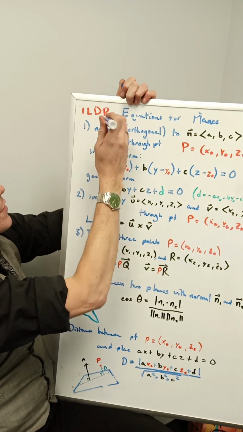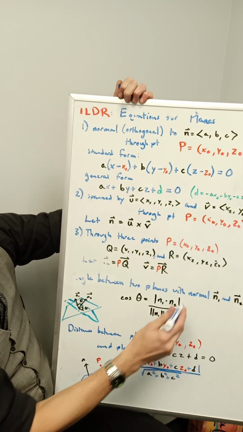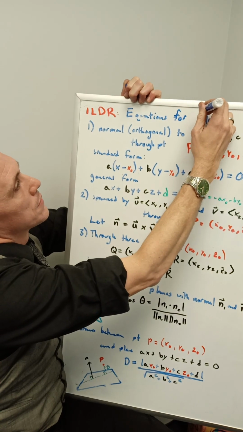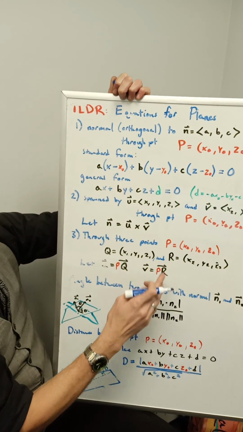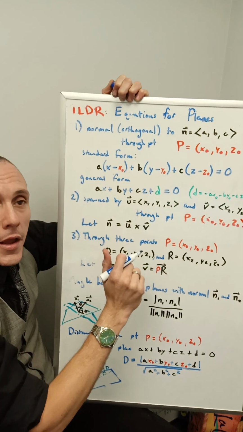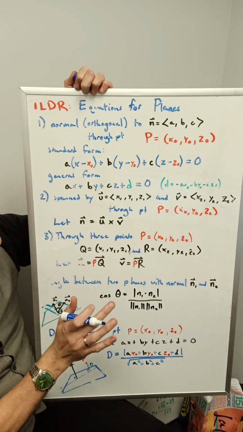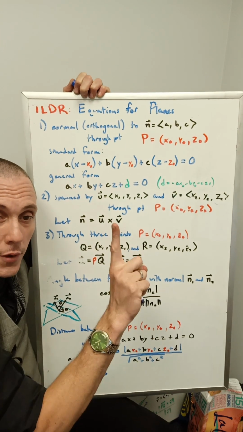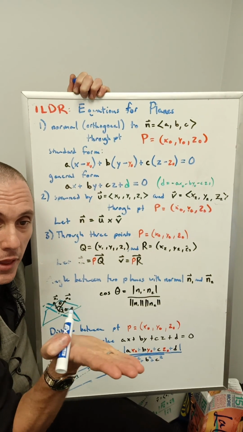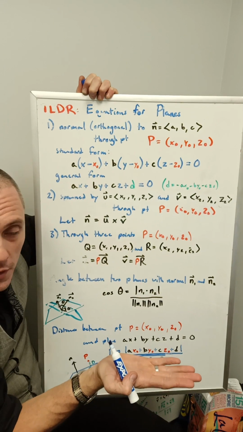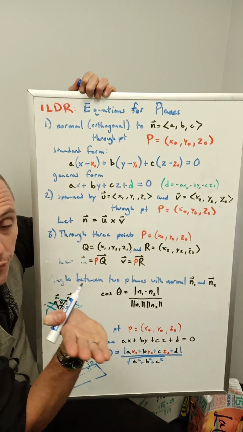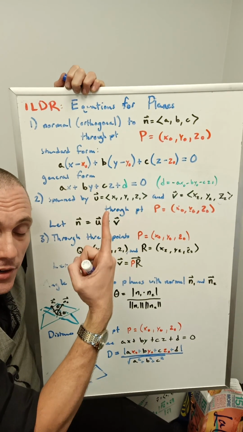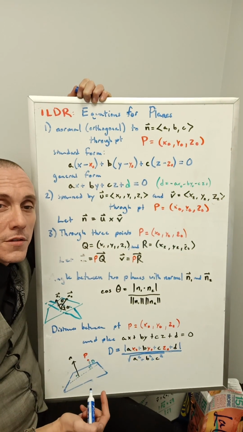The normal vector. We're talking about equations now for planes instead of lines. And the normal vector to a plane is the vector that points straight out from it, right? If you pick a direction and a point, then there is a plane through that point, containing that point, with a 90-degree vector pointed out of it in a certain direction.